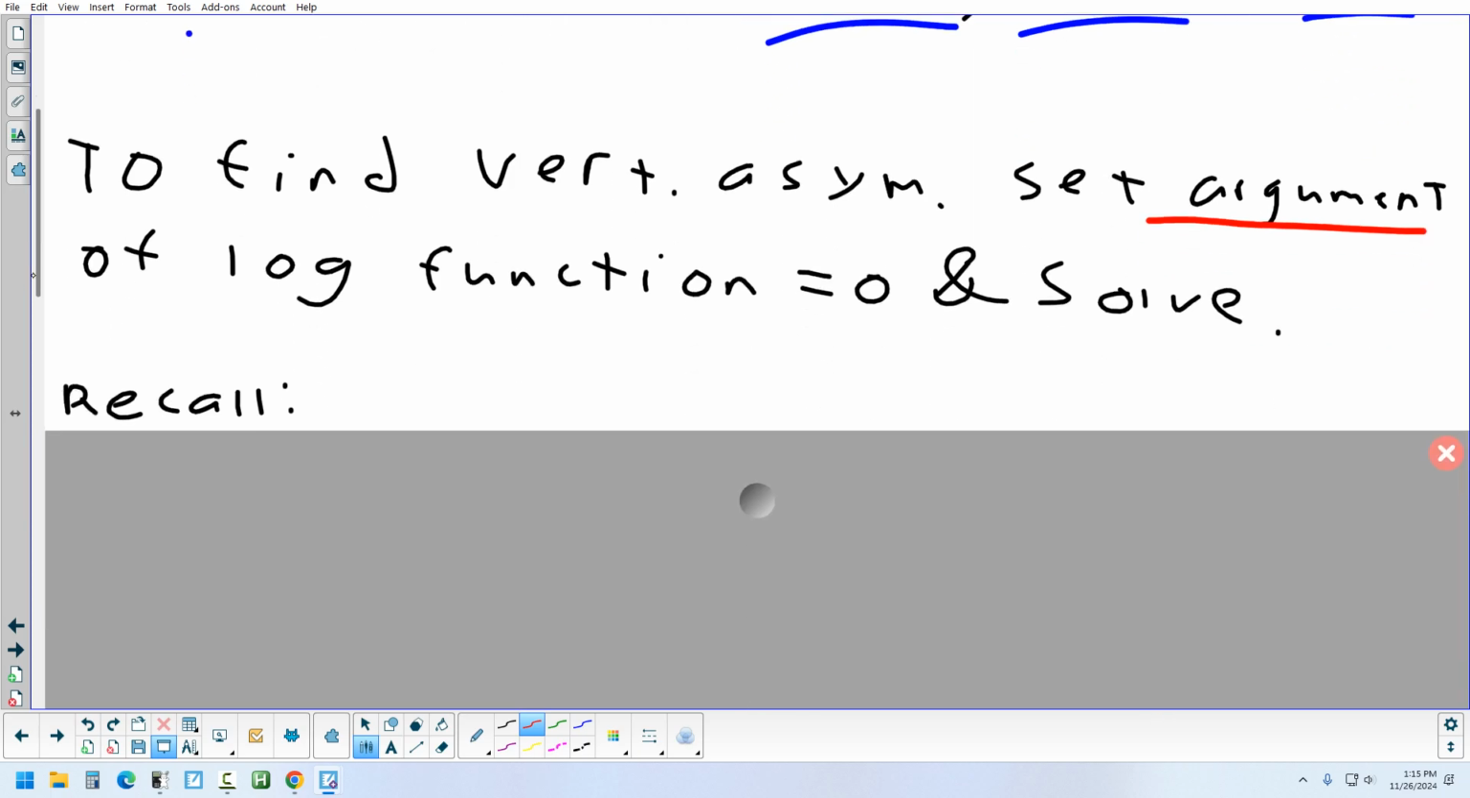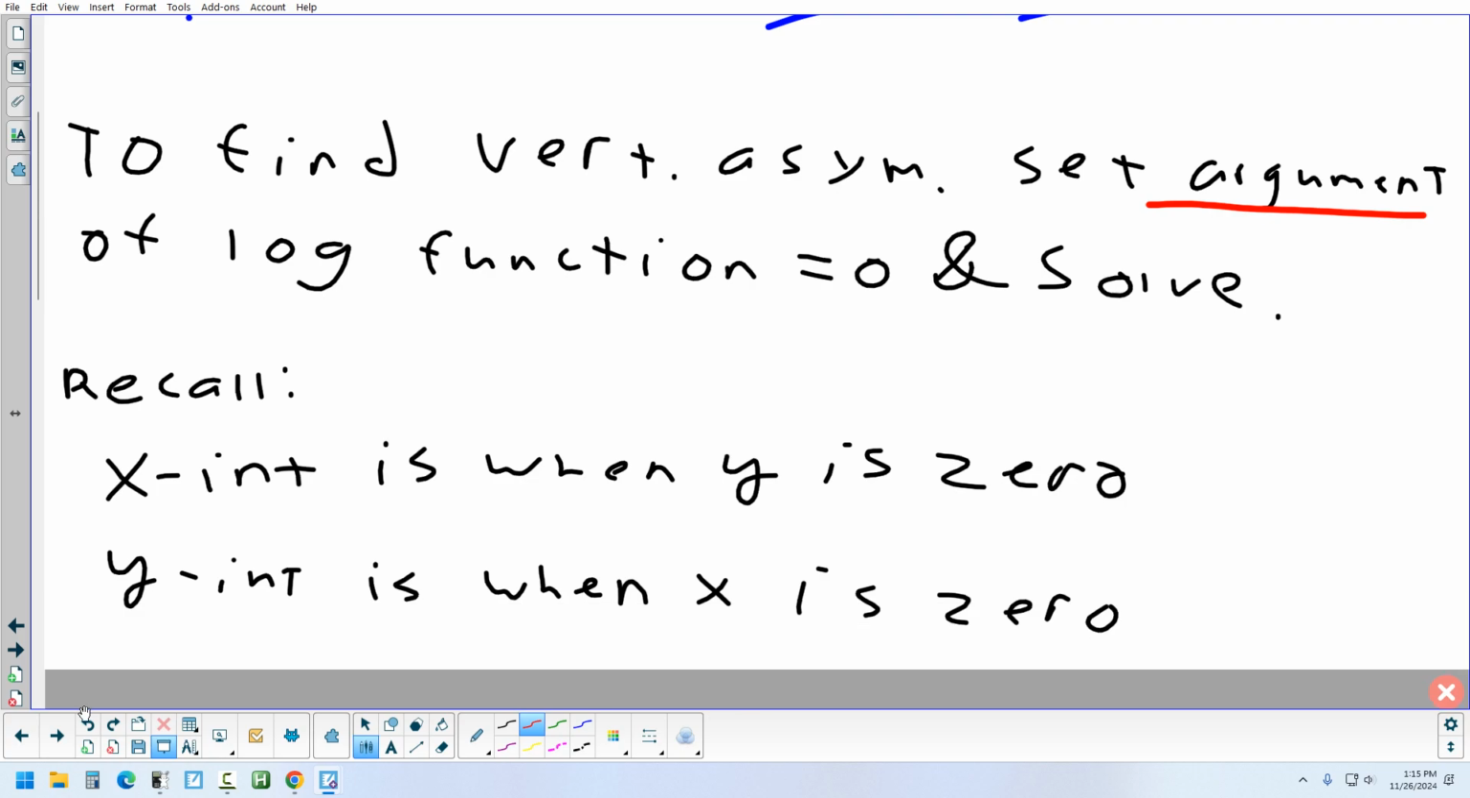Okay, and just a reminder of how you find intercepts, if you don't remember. To find an intercept, you need to plug in 0. Where you plug in 0 is going to control what intercept you're finding. If you plug in 0 for y, that will give you the x-intercept. If you plug in 0 for x, that'll give you the y-intercept.